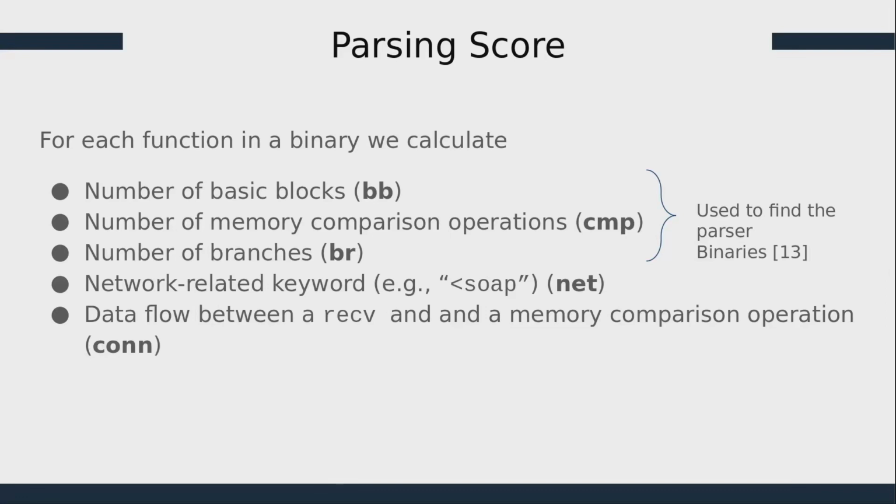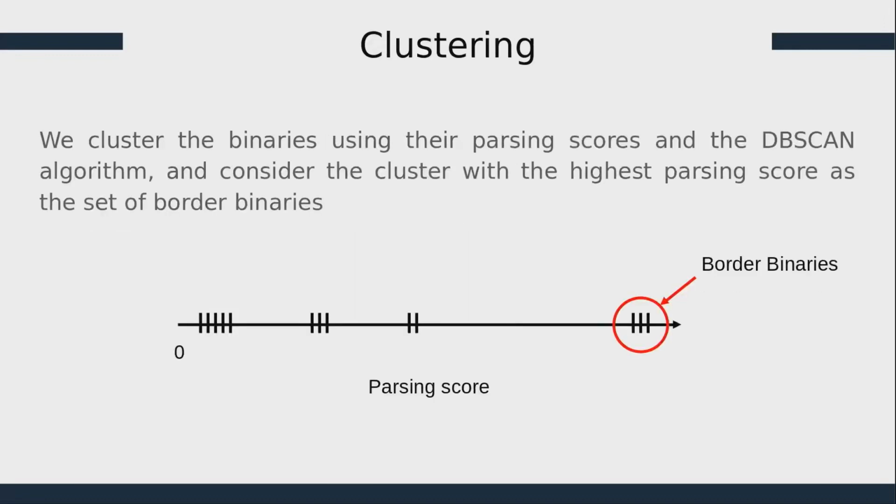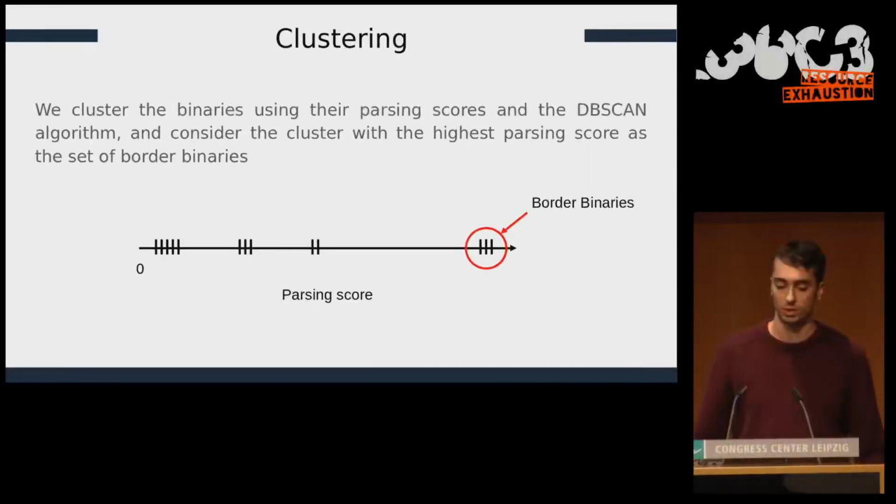Once for each function we got all these metrics, we compute what is called the parsing score, which basically is just a sum of products. Once we got a parsing score for each function in a binary, we represent the binary with its highest parsing score. Once we got that for each binary in the firmware, we cluster them using the DBSCAN density-based algorithm and consider the cluster with the highest parsing score as containing the set of border binaries.